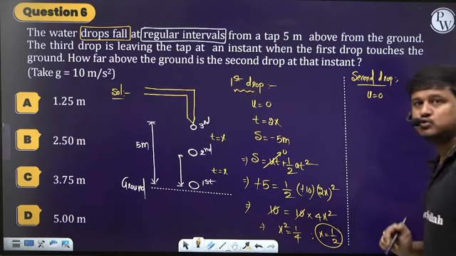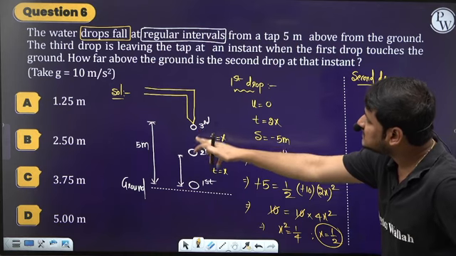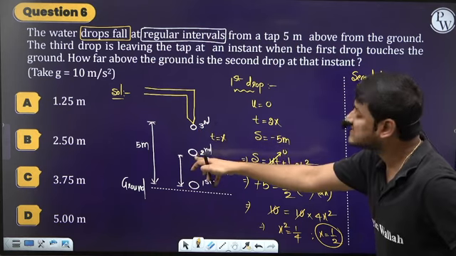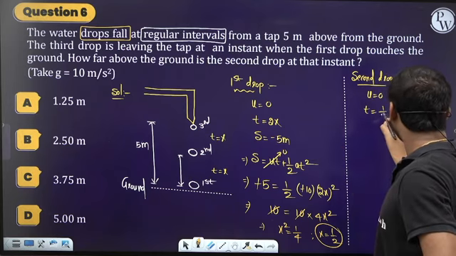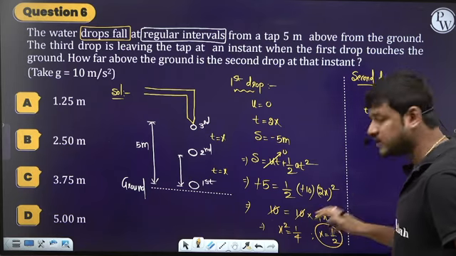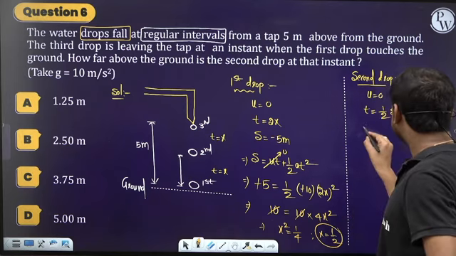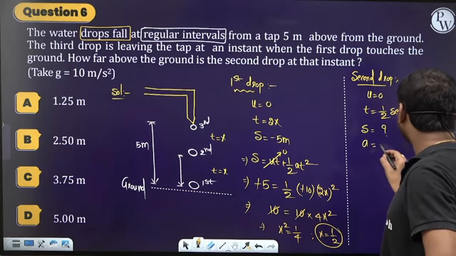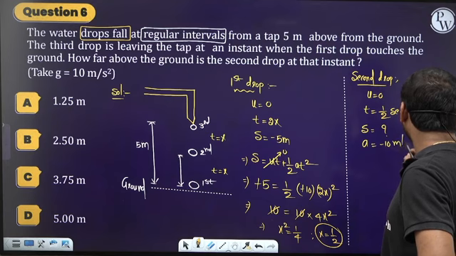So that's why u is 0. So how much time is it taking? From here to here, the time taken is equal to x. X is nothing but 1 by 2 seconds. So now the distance s we have to find, and the initial velocity is 0. So a will be taken as minus 10 meter per second square.